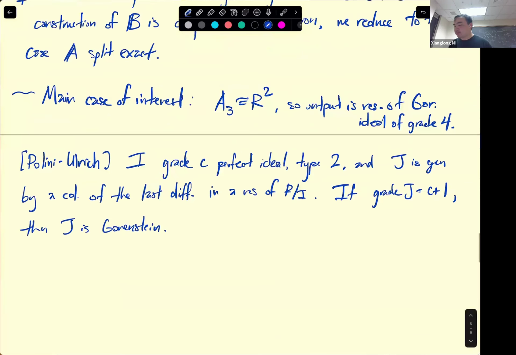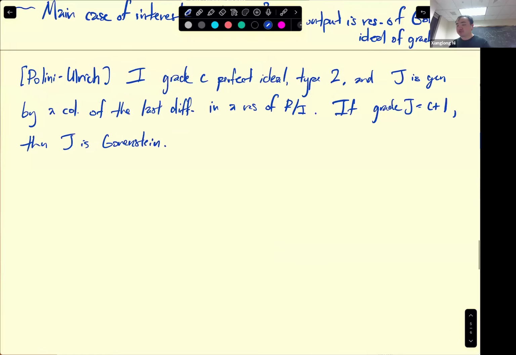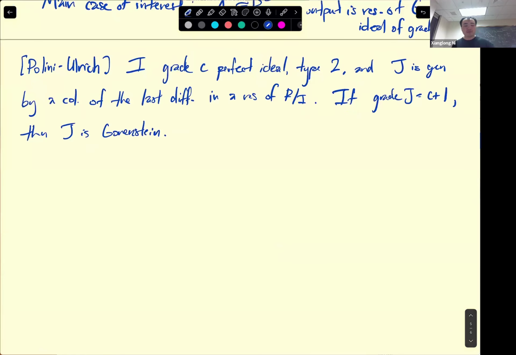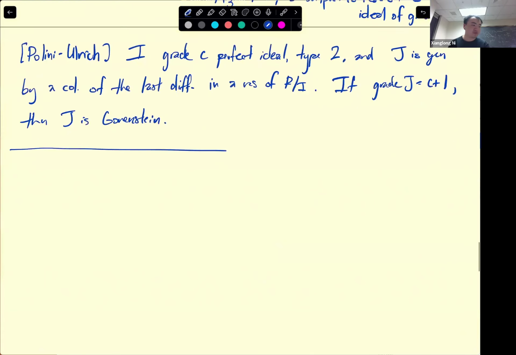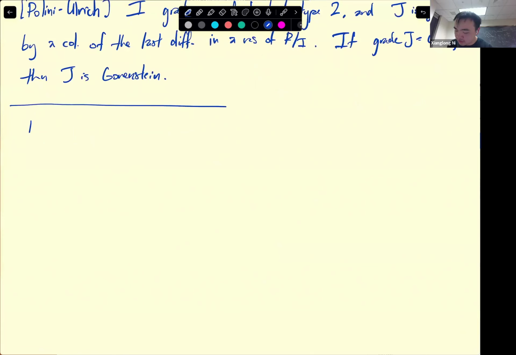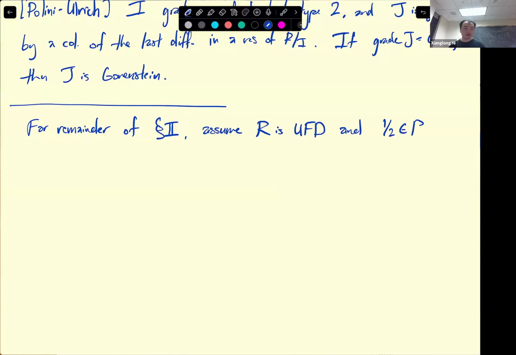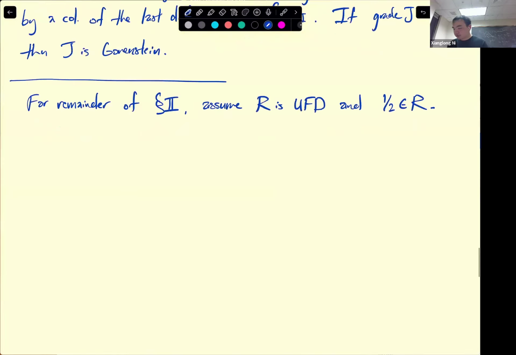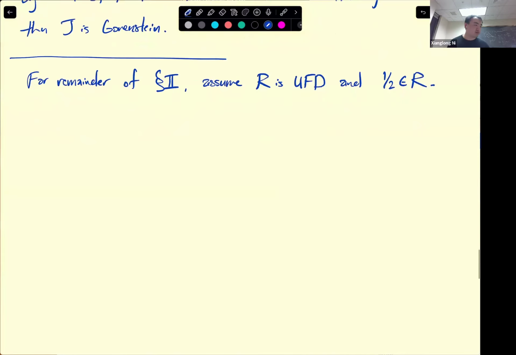Now, the second main theorem that I'm going to talk about is actually that for C equals 3, this is reversible with some mild additional hypotheses that I want to explain now. So this is the reverse construction. But for the reverse construction, I have to impose some more hypotheses. So now for the remainder of section 2, assume that R is a unique factorization domain and contains 1/2. The reason for these hypotheses will be made apparent shortly.